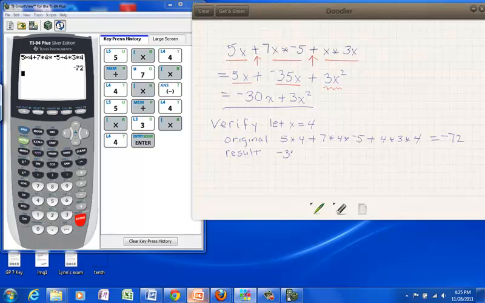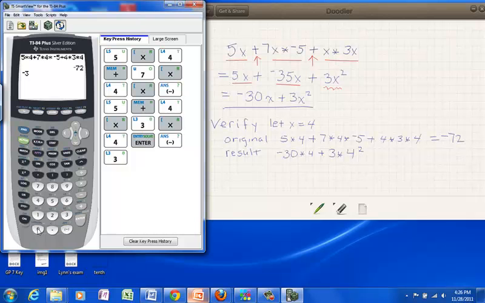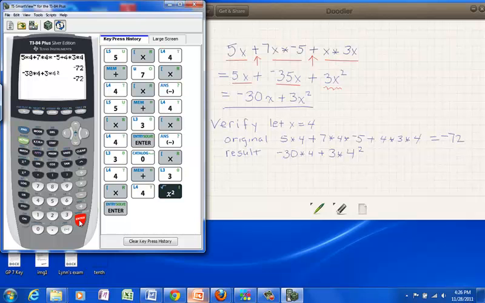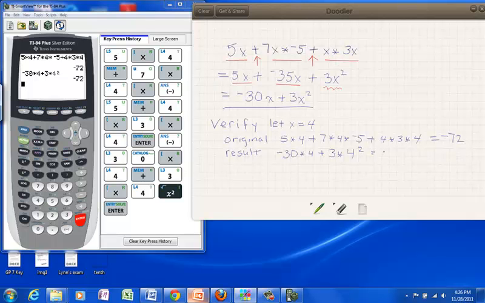So the result was negative 30x, so negative 30 times 4. 3 times x squared, so 3 times 4 squared. And again, I'll do that in my calculator all in one step. Negative 72. Great. That means my answer here checks.